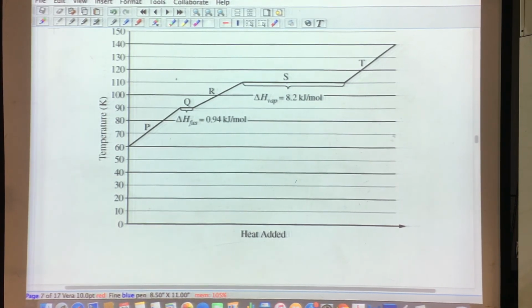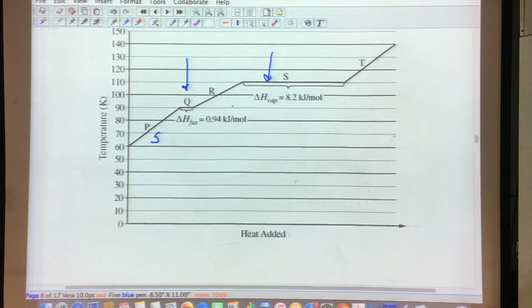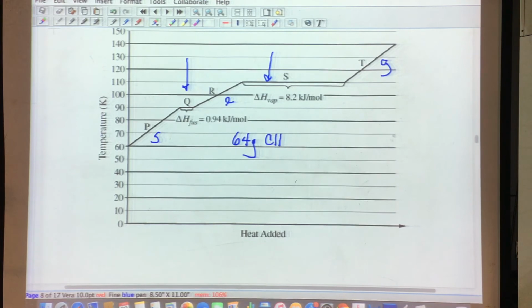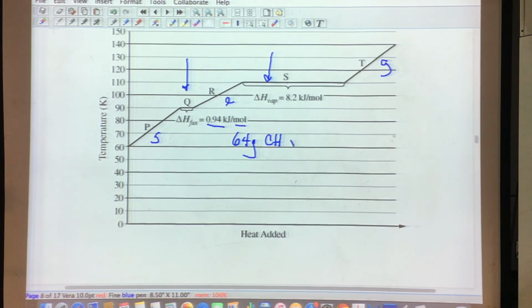All right, now, heat of vaporization, heat of fusion. This is melting. This is solid, liquid, gas. This is solid going to a liquid. This is melting. They gave me 64 grams of methane, party people. Look at the units. This is kilojoules per mole, so I've got to convert this to moles.